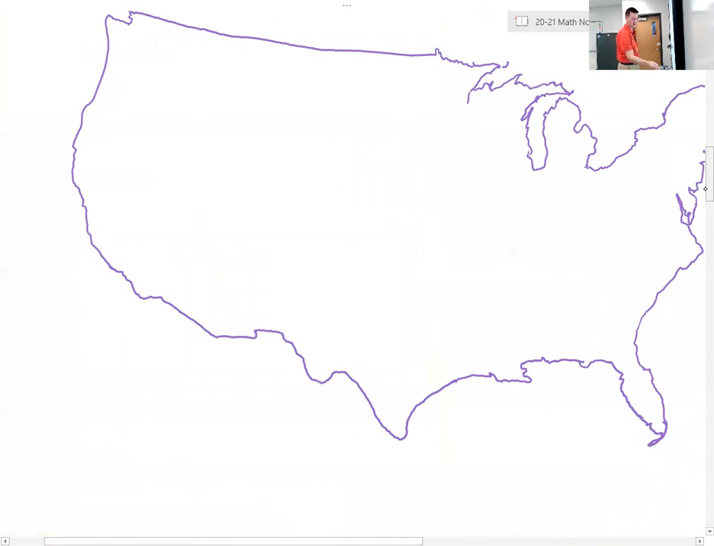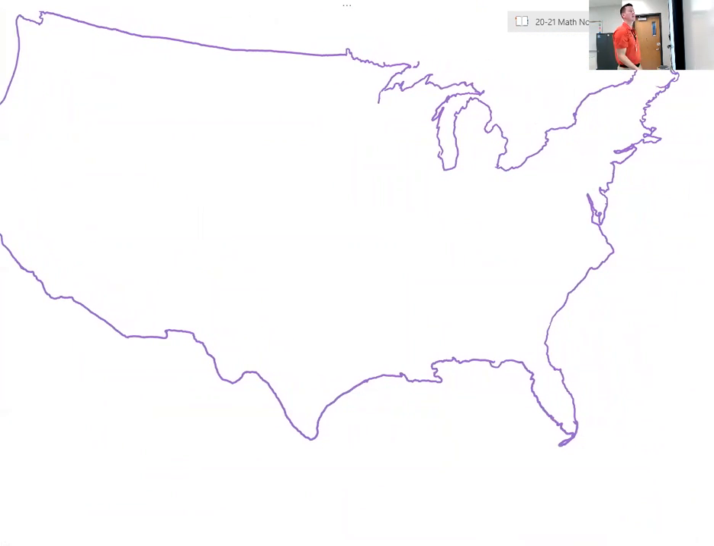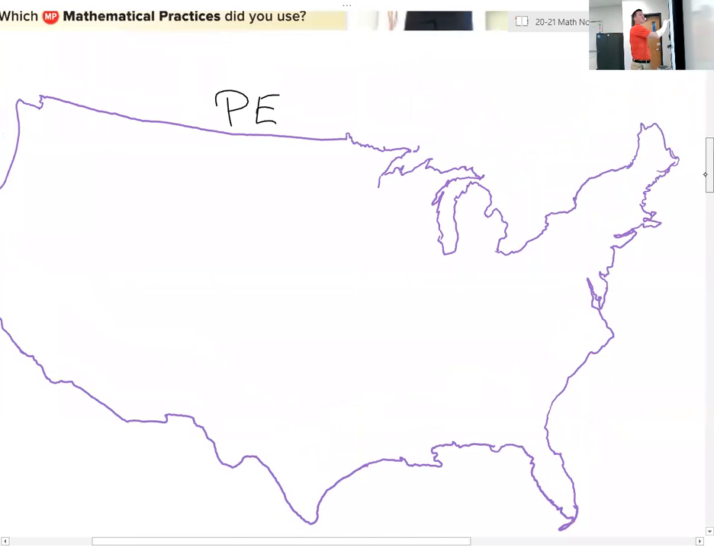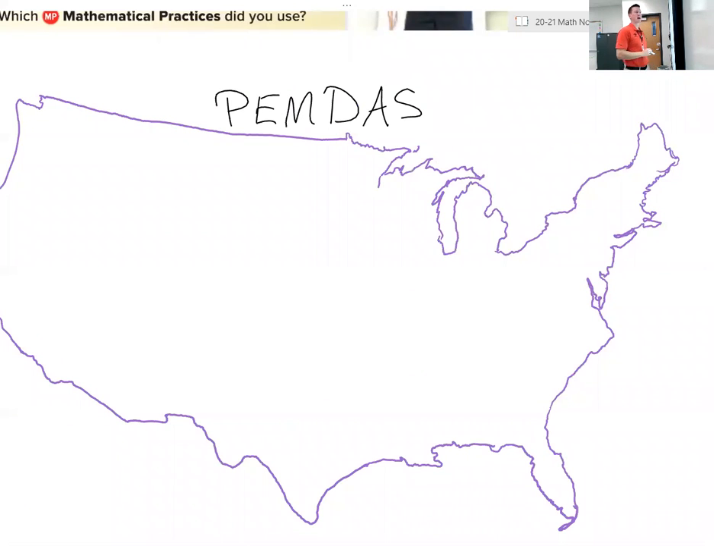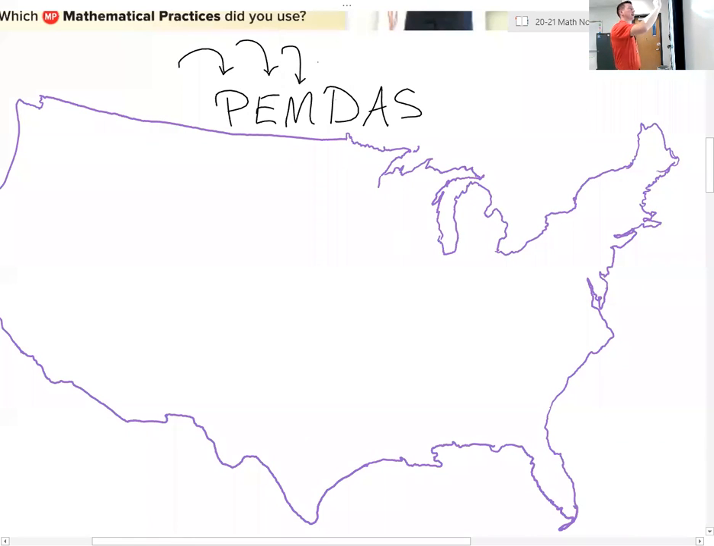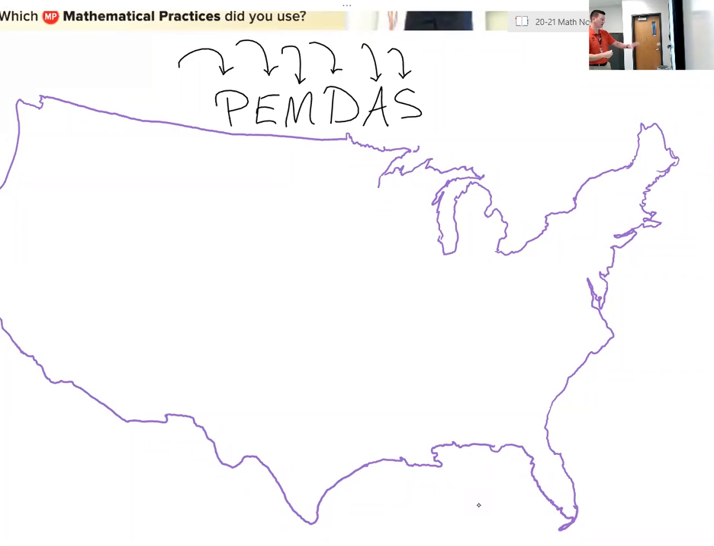All right, so this one here, this is a map of the United States. Now, you guys all know the order of operations is PEMDAS: parentheses, exponents, multiplication, division, addition, subtraction. But when we're solving for a variable, we are trying to get the variable by itself. We need to have the variable on the other side of the equal sign. So it's trying to social distance. It wants to have an equal sign between it and all the other stuff. So we are undoing it.